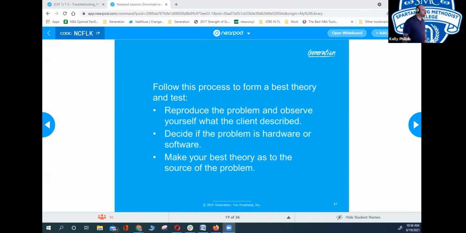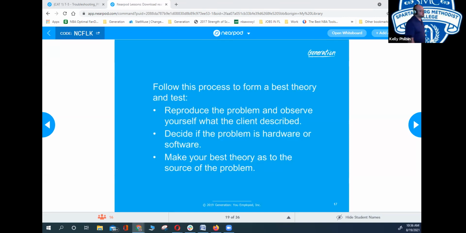Now, we're going to follow this process to form our best theory. We want to reproduce the problem to make sure that that is in fact the issue. As we talked about, have them show you what happened and then you try to duplicate that yourself to see if it is hardware, software, or potentially a user issue. Then you're going to build your theory upon that to try to figure out what the source of the problem is. That is our primary goal.